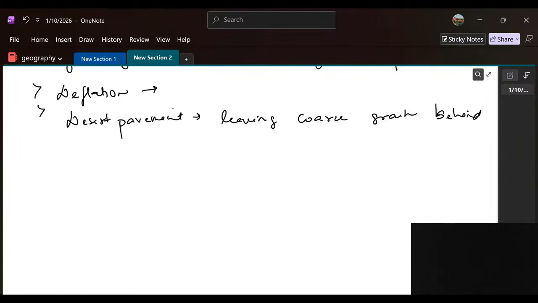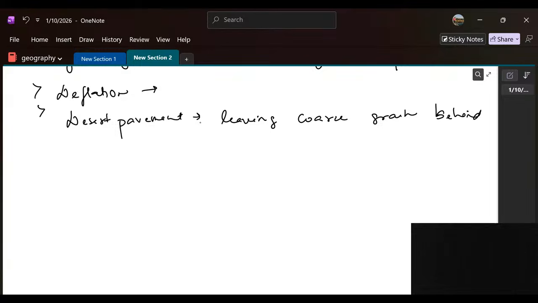Fine. And deflation is what? Deflation is simply that the wind is blowing so heavily that it will cut the landform which is present in that aeolian landscape. Okay.